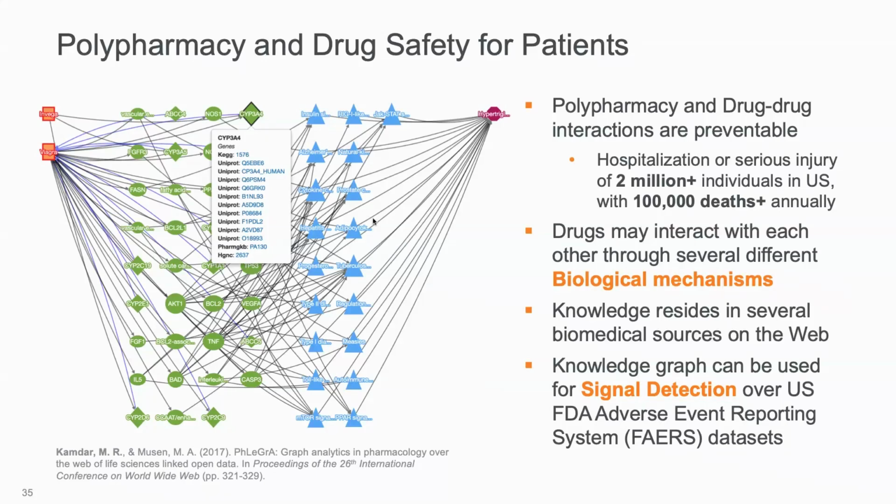So what we developed was the systems pharmacology network that was composed of drugs, proteins, enzymes, pathways, and phenotypes. And we used this knowledge graph for signal detection over the US FDA adverse event reporting system datasets. What we were able to show is that while such a knowledge graph has almost similar performance compared to existing methods for signal detection, you can also get possible hypotheses for what are the possible biological mechanisms through which two drugs may or may not interact with each other that may lead to causing an adverse reaction.